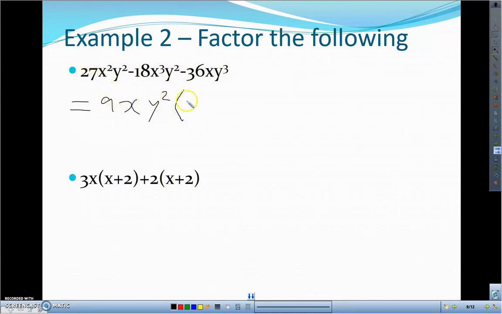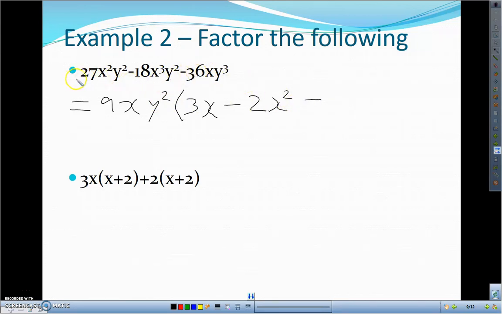27 divided by 9 is 3. X, I had 2, I took away 1. There's 1x left. I had 2 y's, I took away 2 y's. There's no y's left. I move on to the next term. Minus 18 divided by 9 is 2. I had 3 x's, I took away 1. There's x squared left. I had 2 y's, I took away 2 y's. There's none of those left. Moving on to the next term.